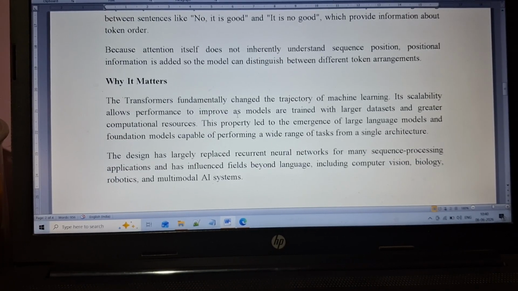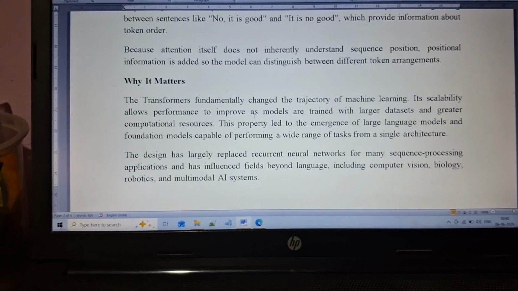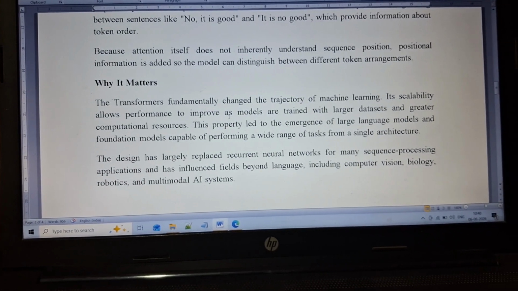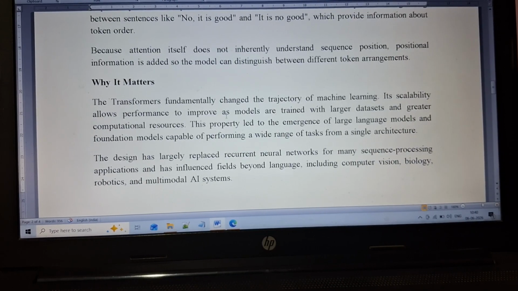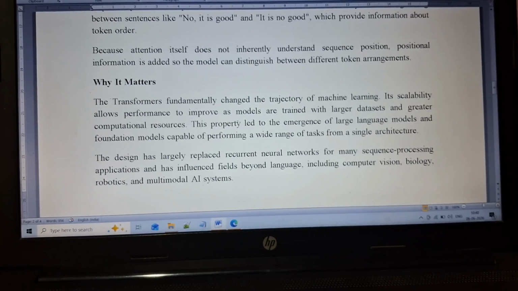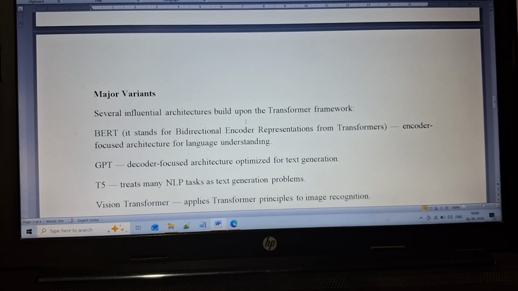The design has largely replaced recurrent neural networks for many sequence processing applications, and has influenced fields beyond language, including computer vision, biology, robotics, and multimodal AI systems. These are the ways transformers can affect machine learning and AI.